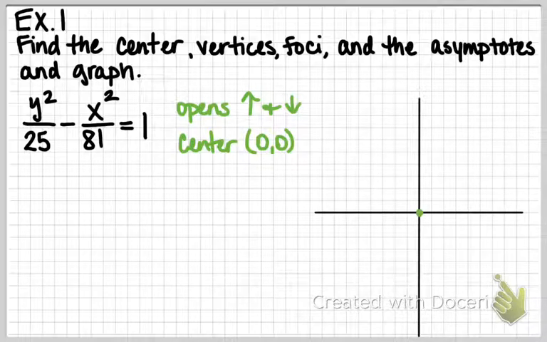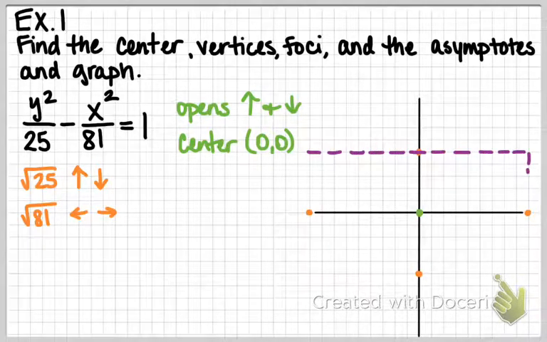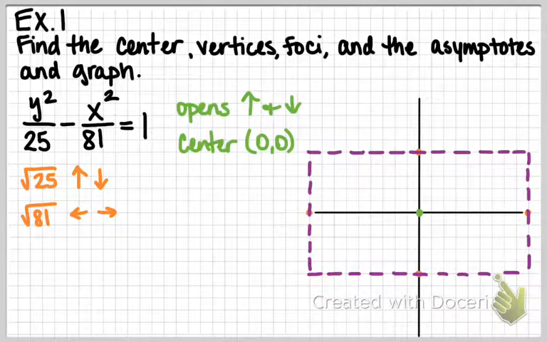So I start at my center, 0, 0. I take the square root of the number underneath y, and that tells me how many to go up and down, so I go 5 points up and down from the center. I take the square root of the number underneath x, and that tells me how far to go left and right. The square root of 81 is 9, so I go 9 spaces left and right. If this was an ellipse, we would connect the dots. This is a hyperbola, so we're going to use these 4 points to create a rectangle. This rectangle will be the guide to draw in our asymptotes, which is then a guide to draw our hyperbola.